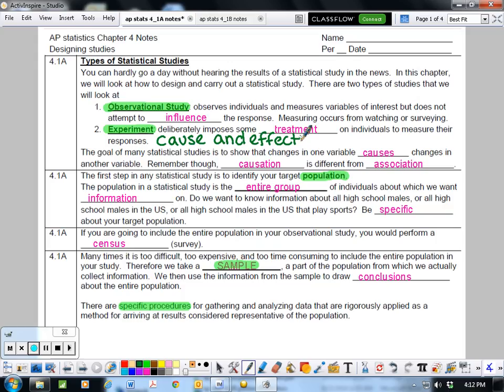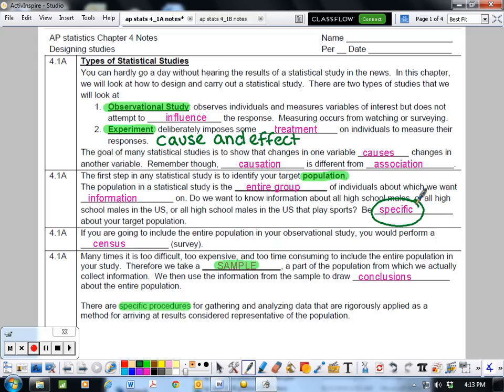Do you want to know about all high school males, or just high school males in the United States, or high school males that play sports in the U.S., or high school males in Alaska, or high school males in Palmer? So you have to be specific about that because that's going to affect your study. So you always have to be really specific about who, and that's going to affect everything you do from there on out.